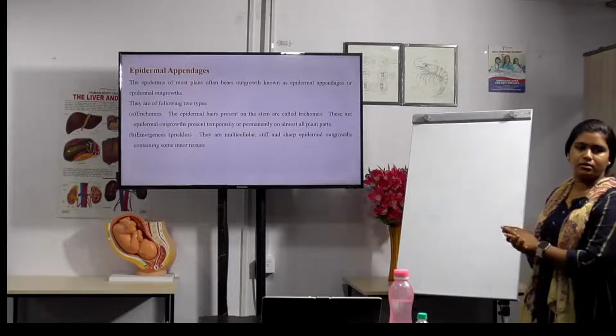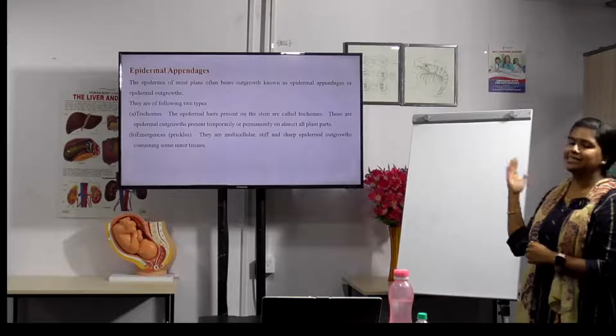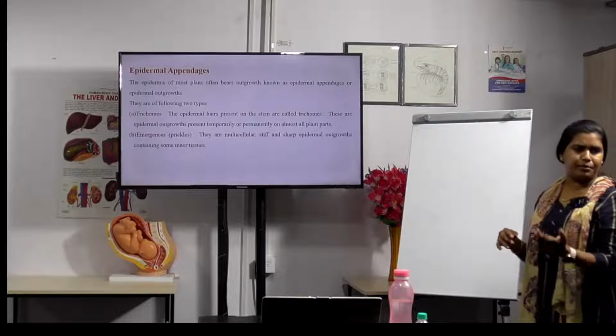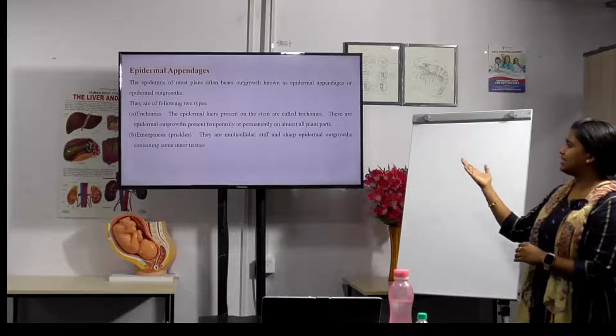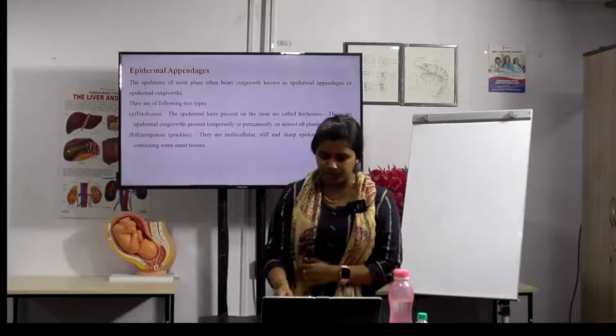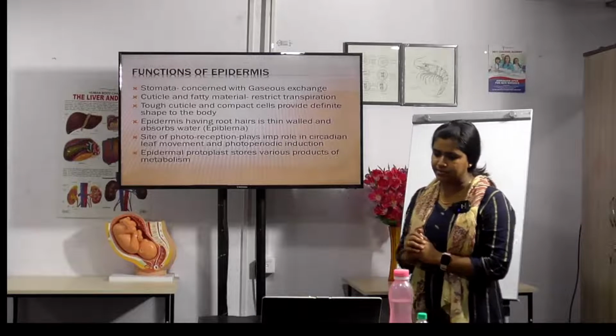Prickles means thorns. Trichomes are the epidermal hairs present on the stems, and these are epidermal outgrowths which are temporary or permanent on the plant's parts. Prickles are multicellular, stiff, sharp epidermal outgrowths containing some inner tissues in them. Okay, now let us see some functions.